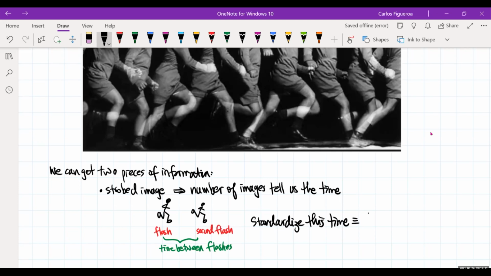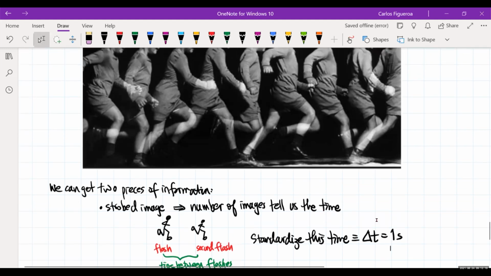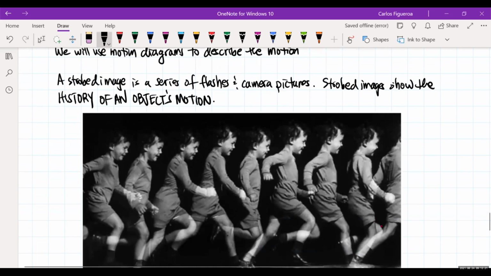And so what I'll say here is that we're going to standardize this time. We're going to say that between flashes, it's 1 second. So then I count the number of images. If between each flash it's 1 second, then I can see that this is 1, 2, 3, 4, 5, 6, 7, 8, 9. So it took the boy 9 seconds to run across the screen. In reality, the flash probably took a 15th of a second. So it's a very, very tiny amount. But we're going to standardize it.